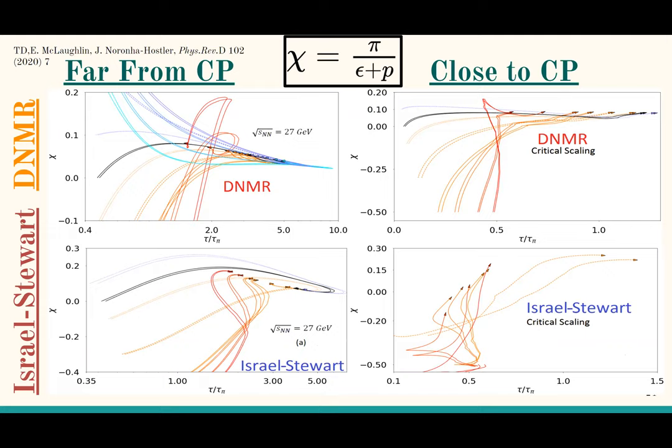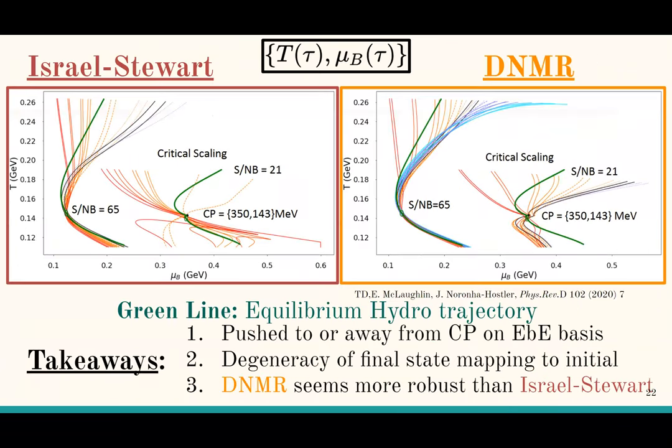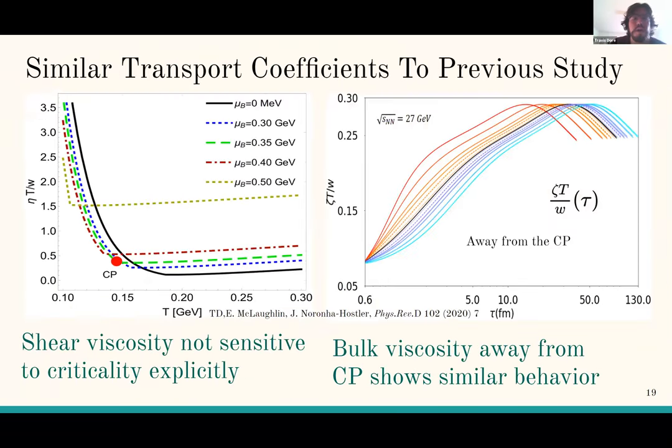Sorry for my very naive question. I see that the center of mass energy you're giving in the plots is 27 GeV, right? So what happens when we go below or above this 27 GeV?